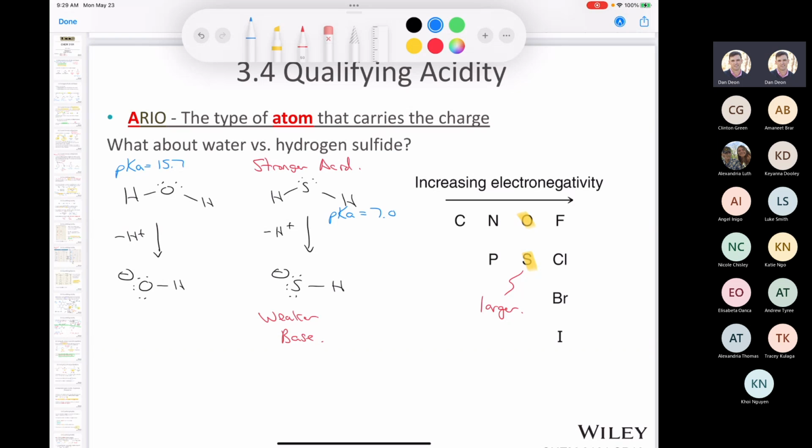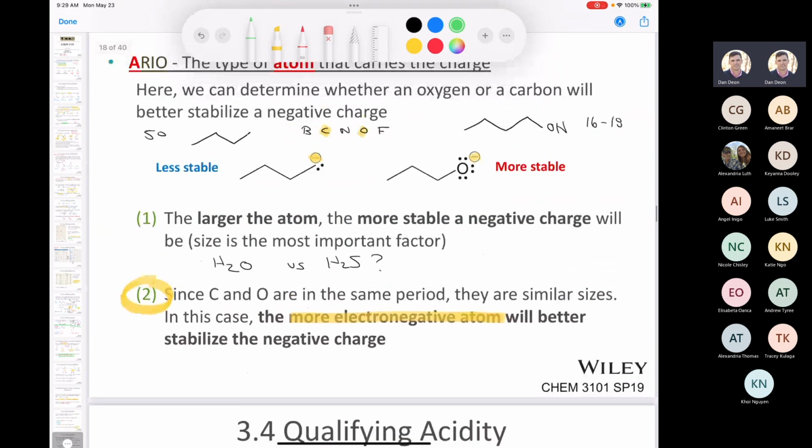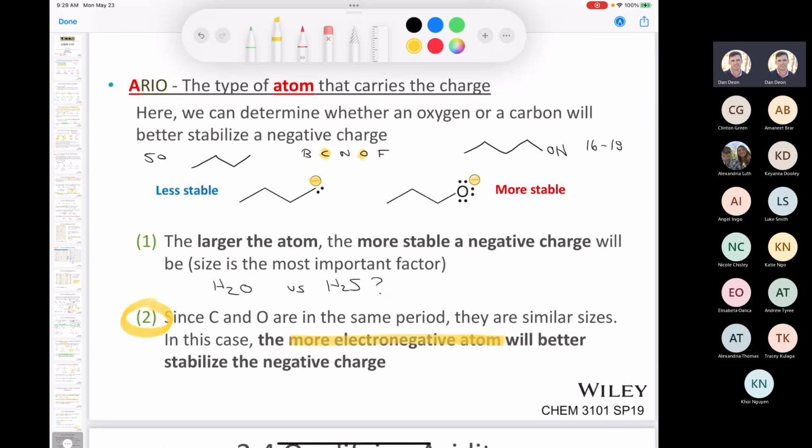So to summarize, when we're just looking at a negative charge on two different atoms, if they're in the same period, we base it off of electronegativity. And if they're in the same group, we base it off of size. Again, going back to this slide, if the two atoms are in the same group, the larger the atom, the more stable the negative charge. However, if they're in the same period, we go by electronegativity. All right, there we go.